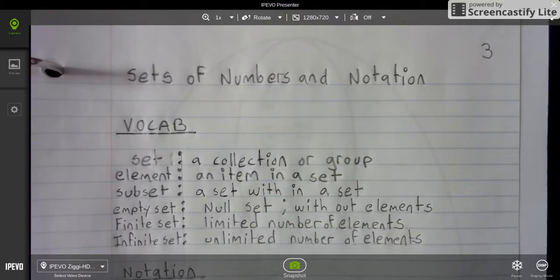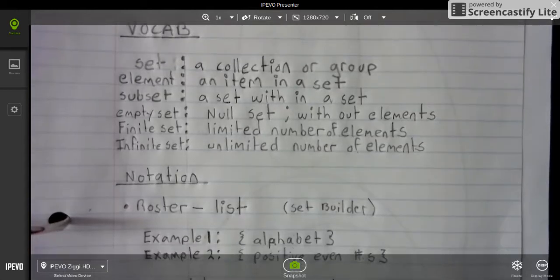So a set is a collection or group. An element is an item in a set. A subset is a set within a set. An empty set is a null set without elements. A finite set has a limited number of elements, and an infinite set has an unlimited number of elements. So let me re-say that. A finite set has a limited number of elements, and an infinite set has an unlimited number of elements.